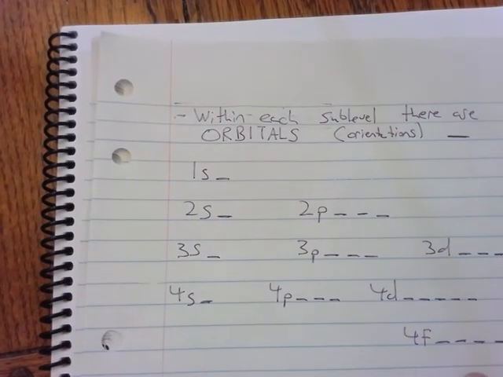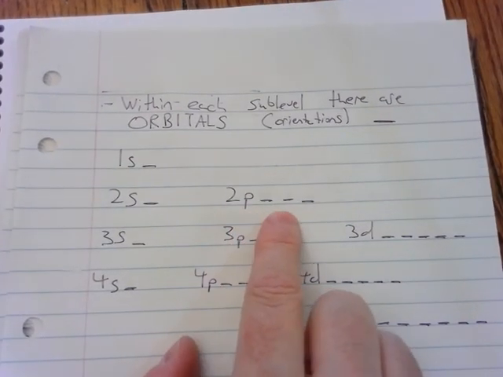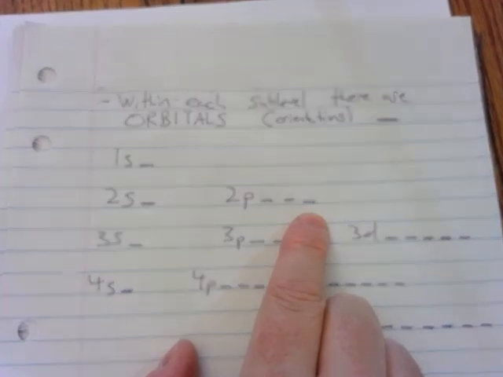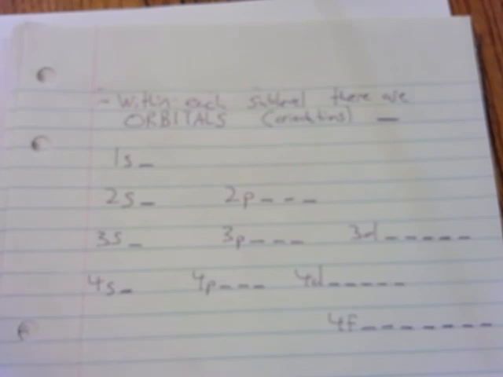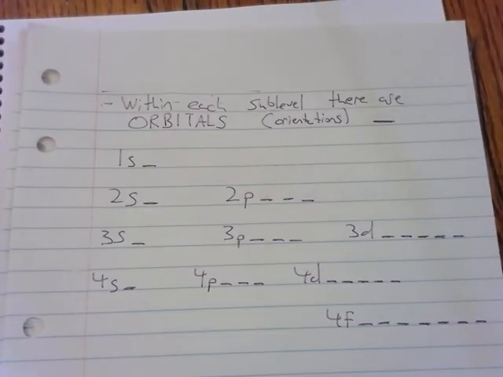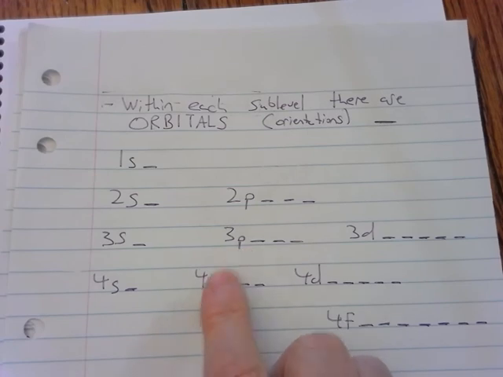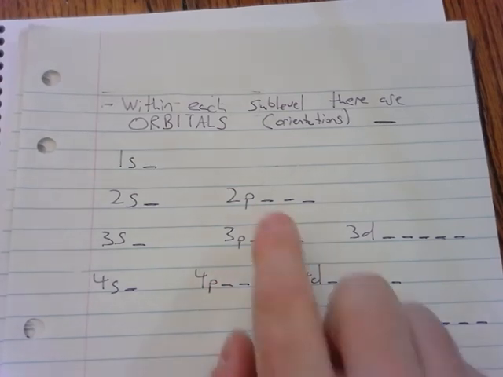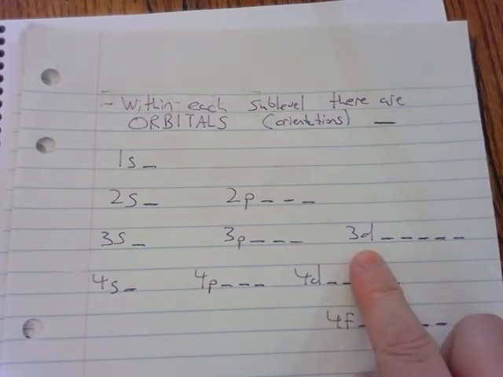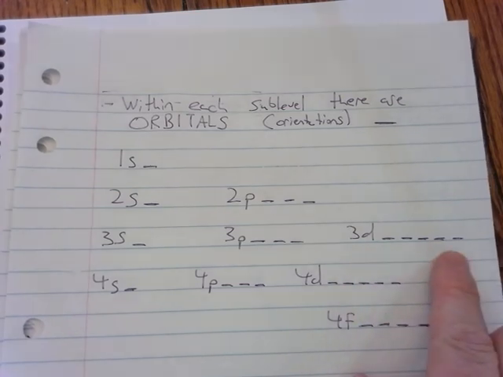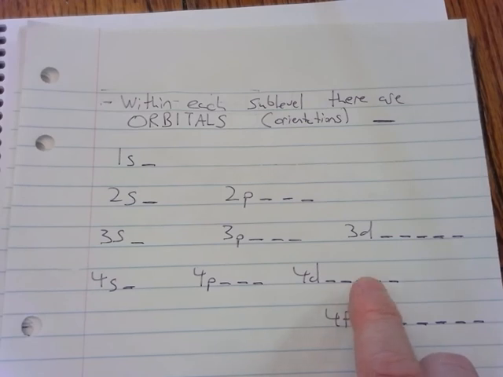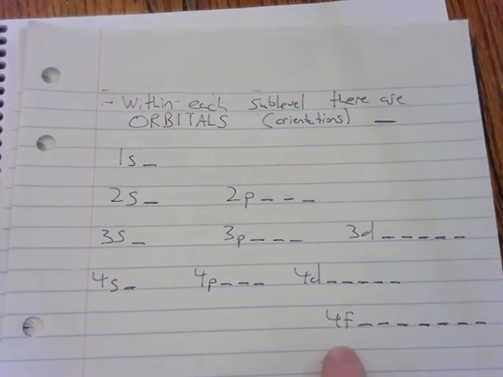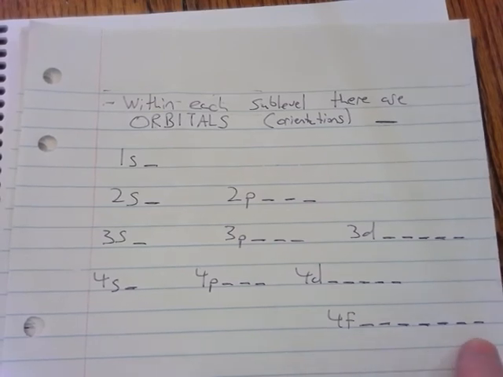The p's, however, have 3 orbitals. We can even call them 2px, 2py, and 2pz. And the same is true for any 3p, 4p, 5p, etc. They all have 3 orbitals. The d's have 5 orbitals. So 3d has 5 orbitals, 4d has 5 orbitals, etc. And then finally, the f's, the f sublevels, they have 7 orbitals.